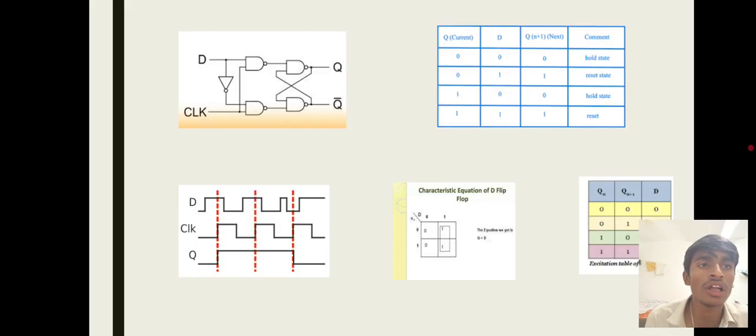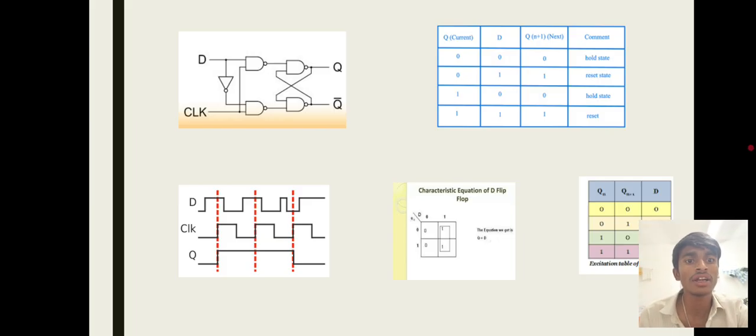Now I will tell you about the truth table of the D flip-flop. If Q equals 0 and D equals 0, the next state becomes 0. If Q equals 0 and D equals 1, the next state becomes 1. If Q equals 1 and D equals 0, the next state Qn+1 becomes 0. If Q equals 1 and D equals 1, the next state becomes the set state, which means 1.